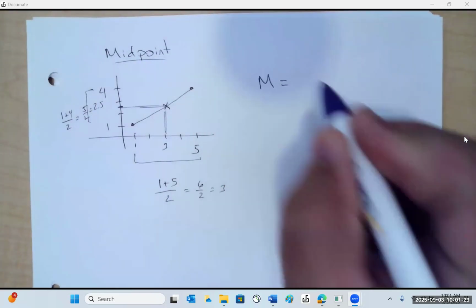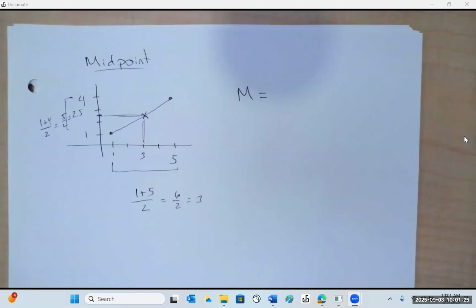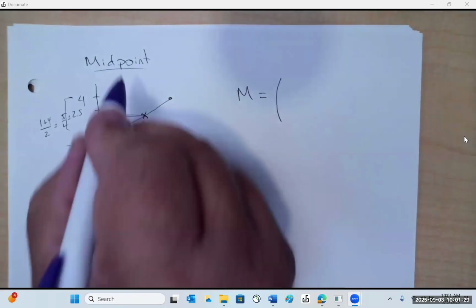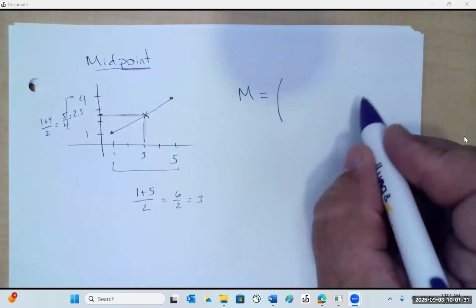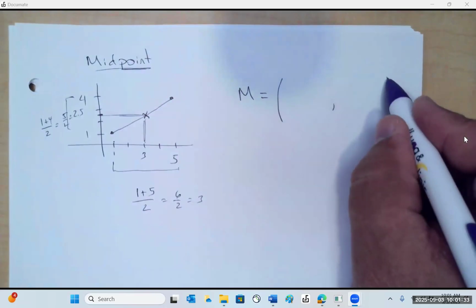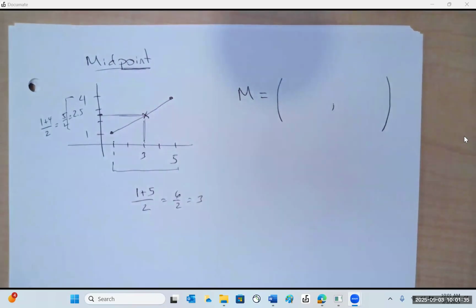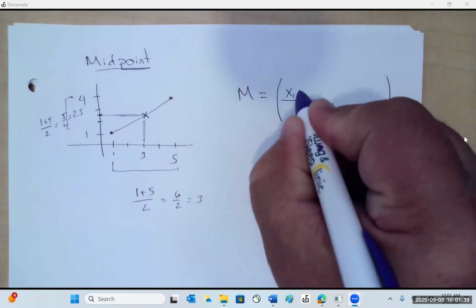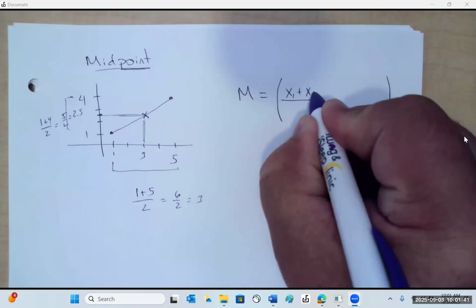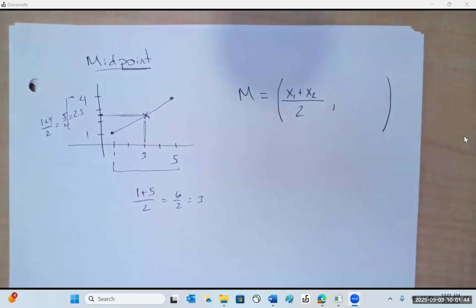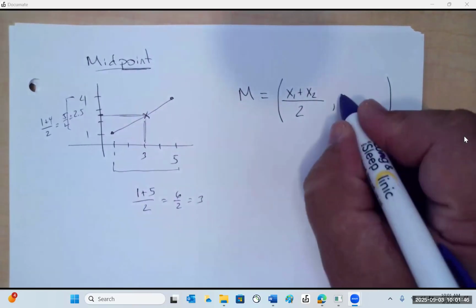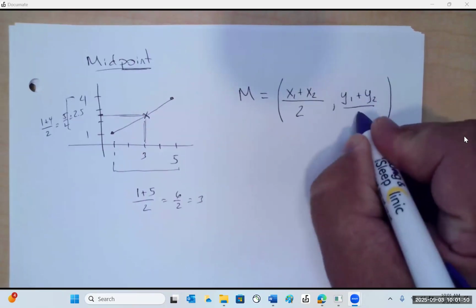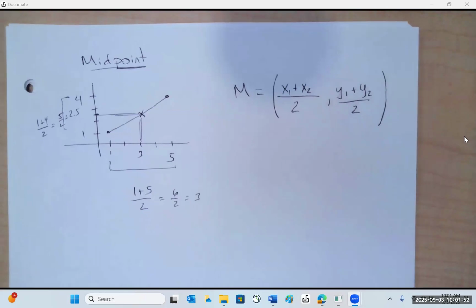Here we use the capital letter M. Remember, it's a point. So we have to have an x component and we have to have a y component. So we add our numbers, x1 plus x2 divided by 2. y1 plus y2 divided by 2. And that's our formula.